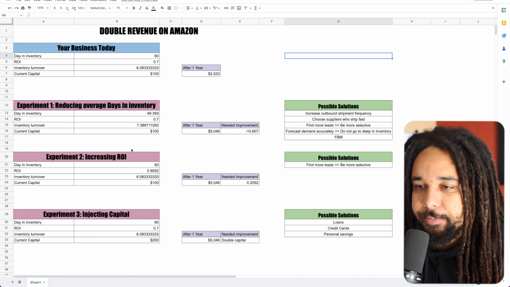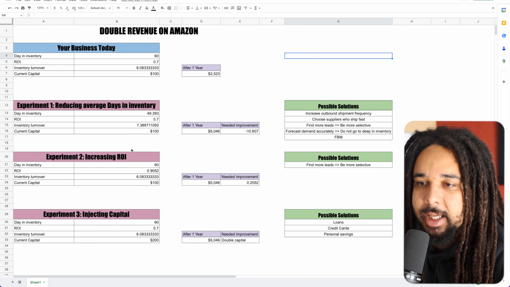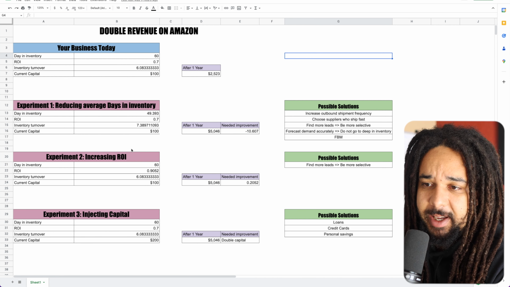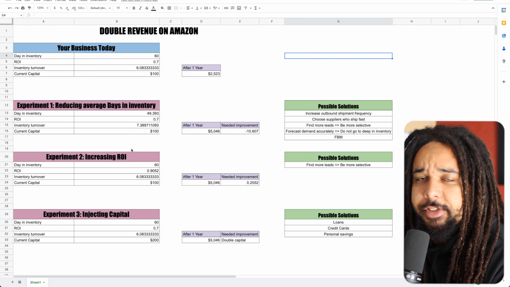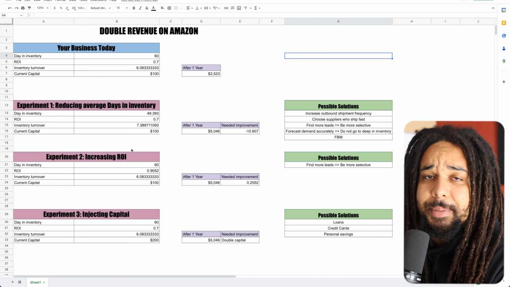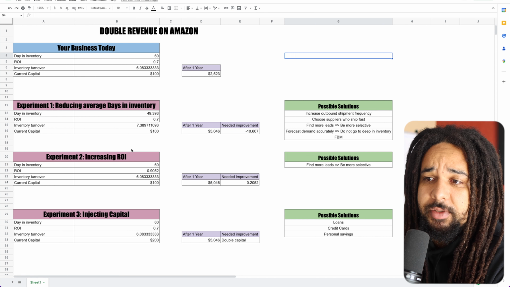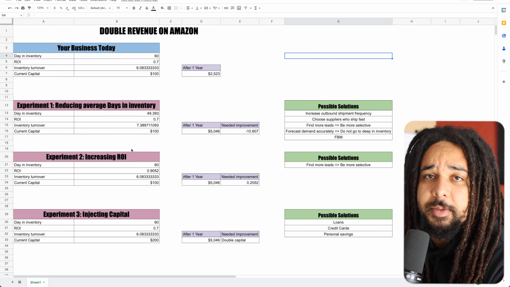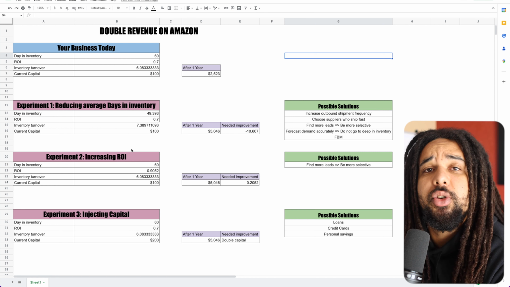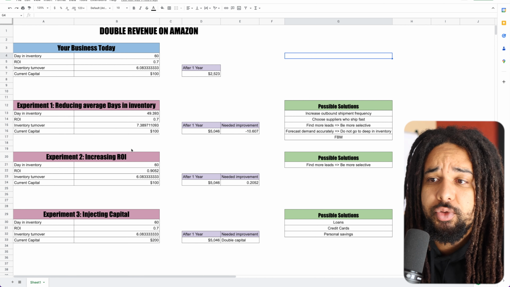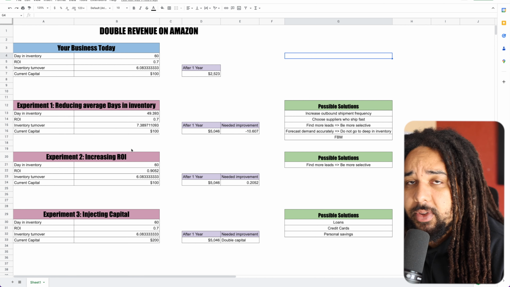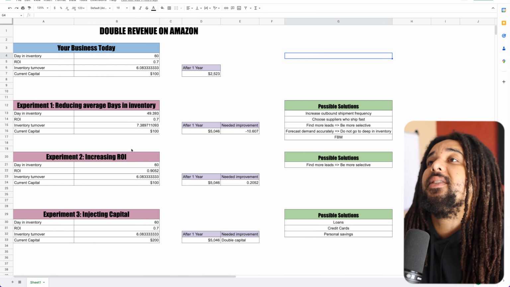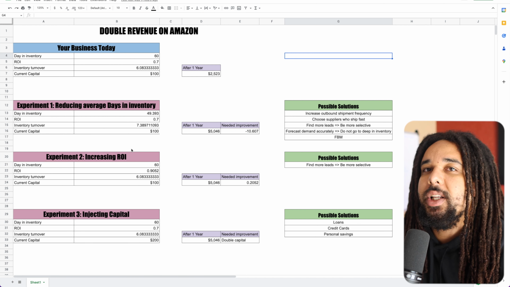The last lever we are going to look at is the return on investment. So if you want to double your capital after 1 year, your projected revenue, if you are at 70% return on investment, you are going to need to bring your average return on investment from 70% to 90%. And guys, in my opinion, this is really, really, really not easy.